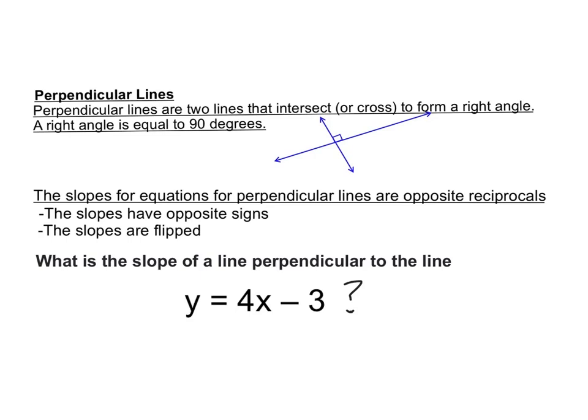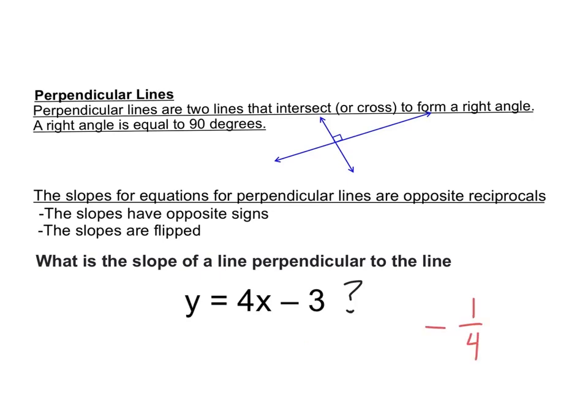Oh, let's do this first. Here's an equation, y equals 4x minus 3. So the question is, what is the slope of a line perpendicular to that? Just go ahead and write that down on your iPad. What is the slope of a line perpendicular to this line? So write down what the slope should be. In other words, find the slope of the new line that's perpendicular to this line right here.